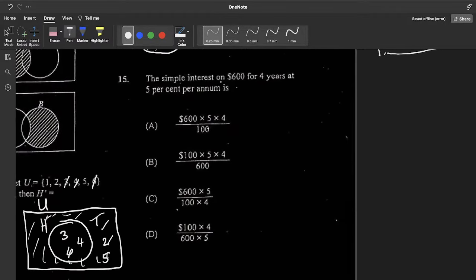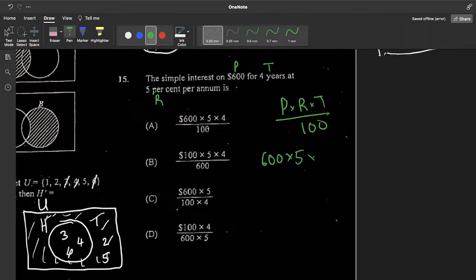So we're moving along now. Simple interest on 600 for 4 years has a formula, which usually goes principal times the rate times the time over 100. This here is a P. This here is a time, 4 years. And the 5% represents the rate. So technically we could have here P, which is 600, times R, which is 5, times 4, which is T, over 100. And the answer that best represents this is this one here.